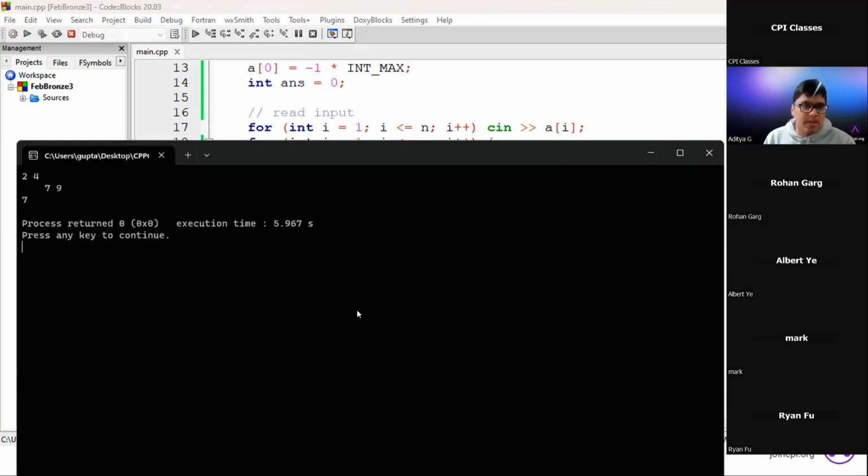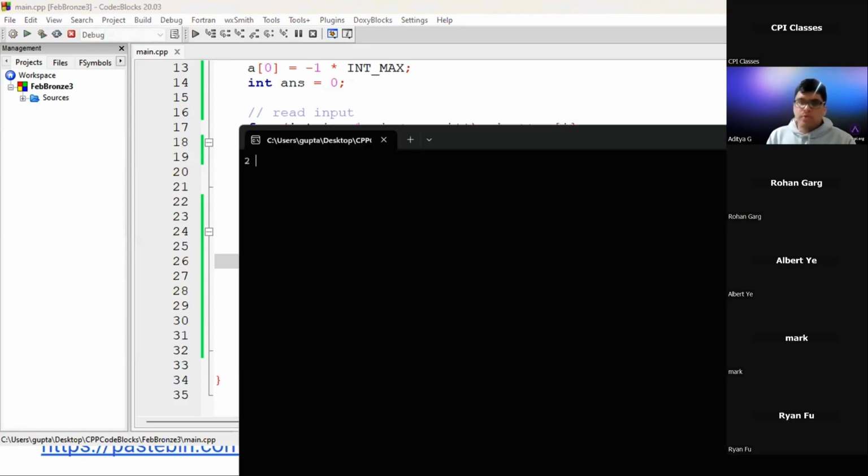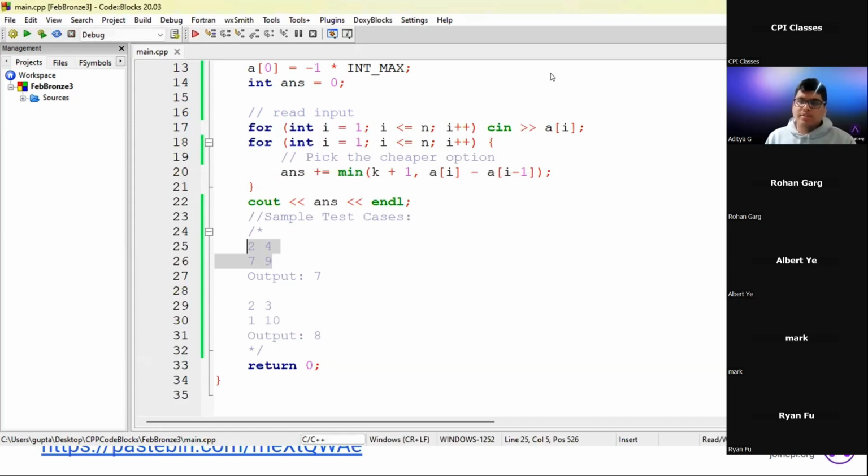And we can see the first case works. And the other one is 2, 3, 1, and 10. And that one should give us 8. Yep. All right. Any questions about that problem?